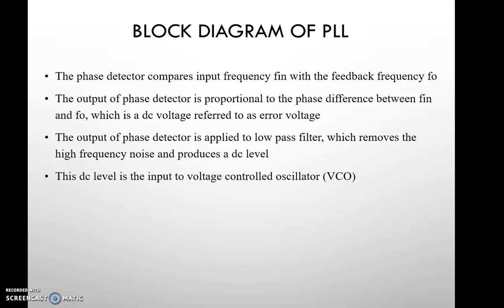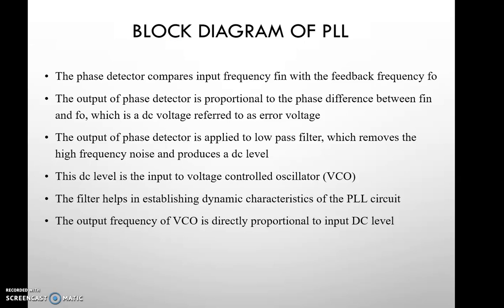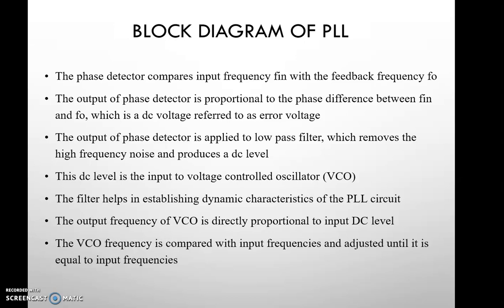This DC input signal is given to the voltage control oscillator. The filter helps in establishing dynamic characteristics of the PLL circuit. We will see what are the dynamic characteristics later. The output frequency of VCO is directly proportional to the input DC level. So, VCO frequency is compared with the input frequency and adjusted until both the frequencies, input and output, are matched. So, the PLL goes through three states: free running, capture mode and phase lock mode.